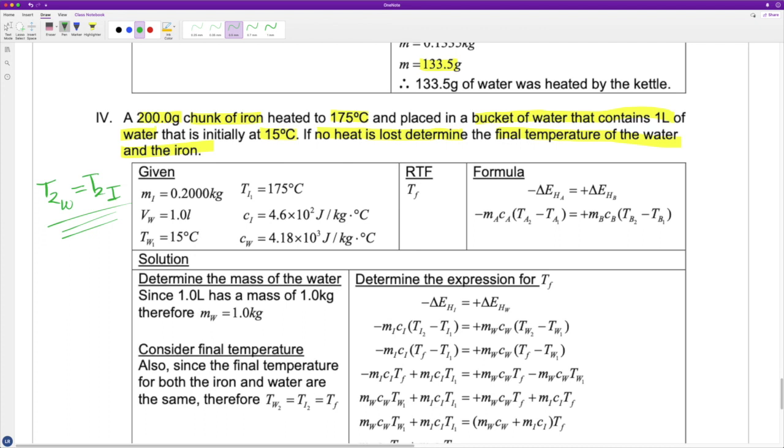So when we look at the notation, I stands for iron. So that's the mass of the iron. V stands for the volume of water, which is 1 liter. Now, here's the important thing: 1 liter has a mass of 1 kilogram. So the mass of the water is actually 1 kilogram. Now, the initial temperature of the water is 15 degrees Celsius. And the initial temperature of the iron is 175 degrees Celsius.